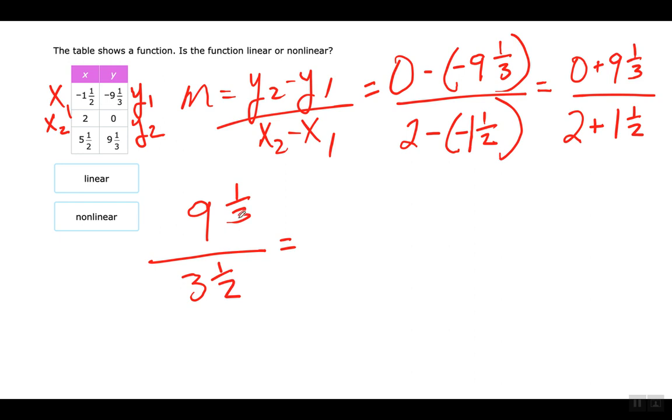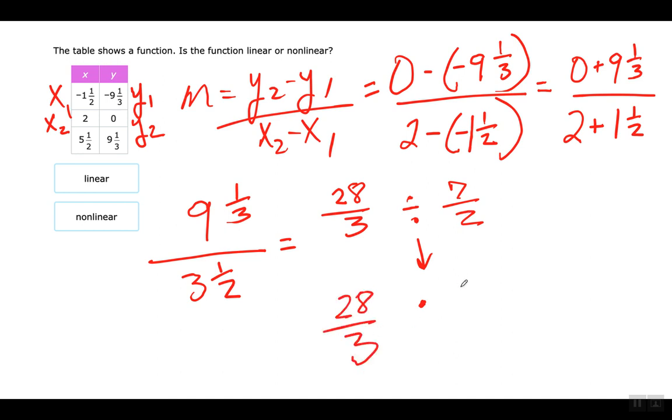So 9 times 3 is 27, plus 1 is 28. Divided by, the bottom one is 3 times 2 is 6, plus 1 is 7 over 2. So now I change the division to multiplication, the second fraction to its reciprocal, and I'm going to have 56 over 21. All right, and 56 divided by 21.